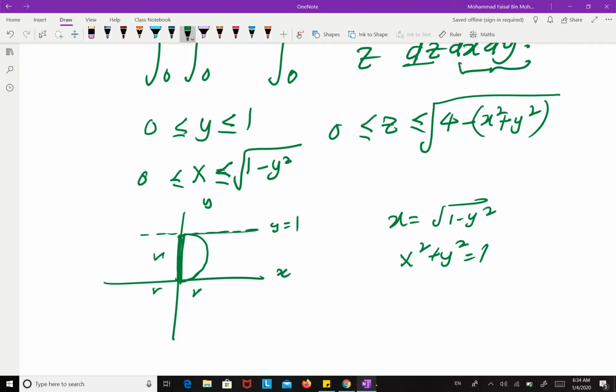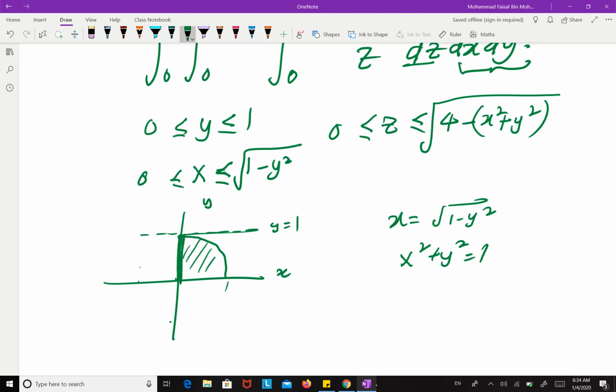Sorry, I think this is the wrong circle. It's correct, but I think I have to draw nicely. Somehow we draw a circle like this. Then we have another half and another half. Quarter, quarter, quarter, quarter. So we don't need this because the region is not considered here. So we just choose this region.